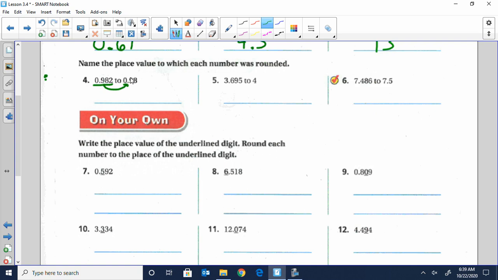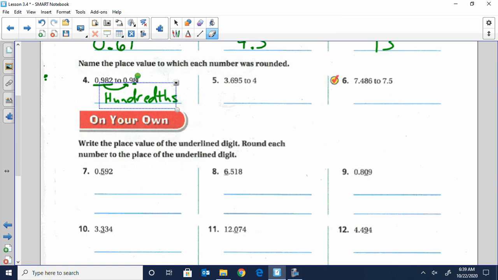So on number 4, this was rounded to the hundredths place because the last digit is in the hundredths place. The 8 is in the hundredths place. So if we looked over here, we could say, well, the 8 was rounded. The 2 told the 8 to stay the same. Therefore, it's 98 hundredths. But we also can just see that because it's the last place that has a digit, the hundredths place.